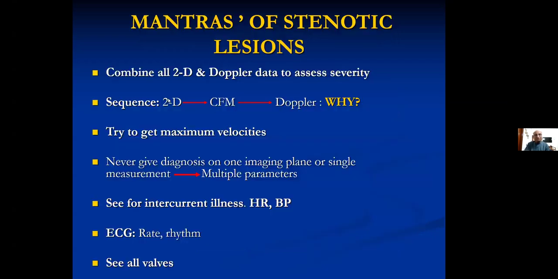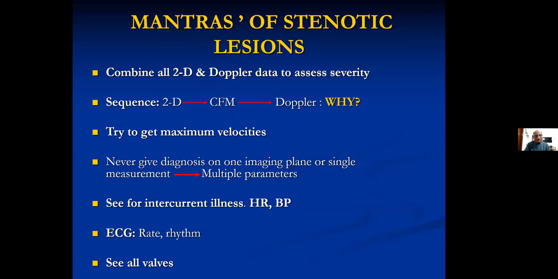Now, some important mantras of stenotic lesions are: combine all 2D and Doppler data. In every echo, irrespective of whether it is stenotic or not, the sequence is always 2D echo, color flow mapping, and then Doppler. This is in every echo. Always try to get maximum velocities because all your gradients according to the Bernoulli equation depend upon the velocities. If your velocity is wrong, all your calculations will be wrong. So always try to get maximum scan planes from where you can get a maximum velocity.